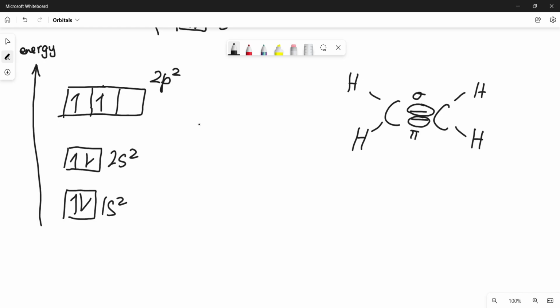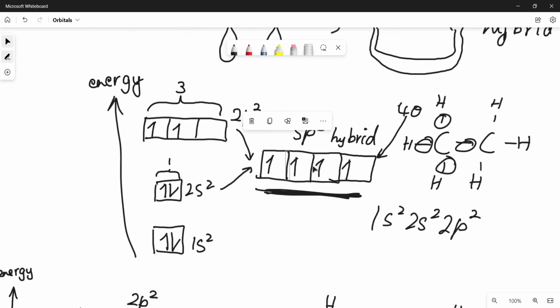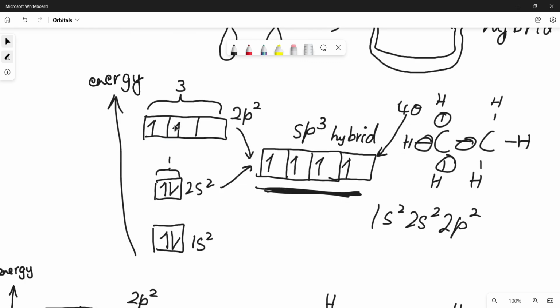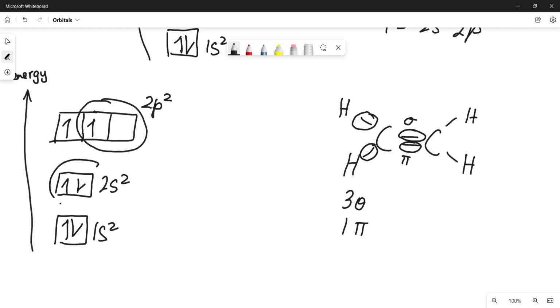And pi bonds are made by unhybridized orbitals, so they don't have to be hybridized. So remember from before, hybridized is when they combine to make many orbitals, like all of the orbitals combine. But in this case, you only need 3, right? Because you only have 3 sigma bonds. So if you add them up, you get 3 sigma bonds and 1 pi bond. So we need three hybridized orbitals, and 3 hybridized orbitals come from this one and this one here. So these 2 and this orbital combine.